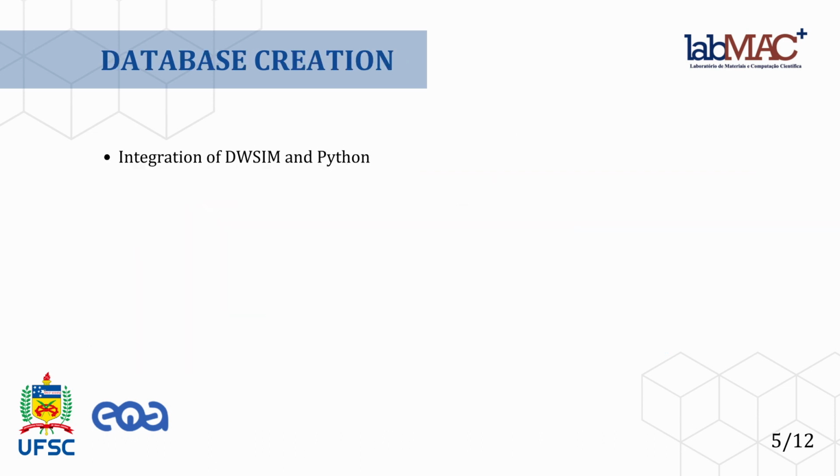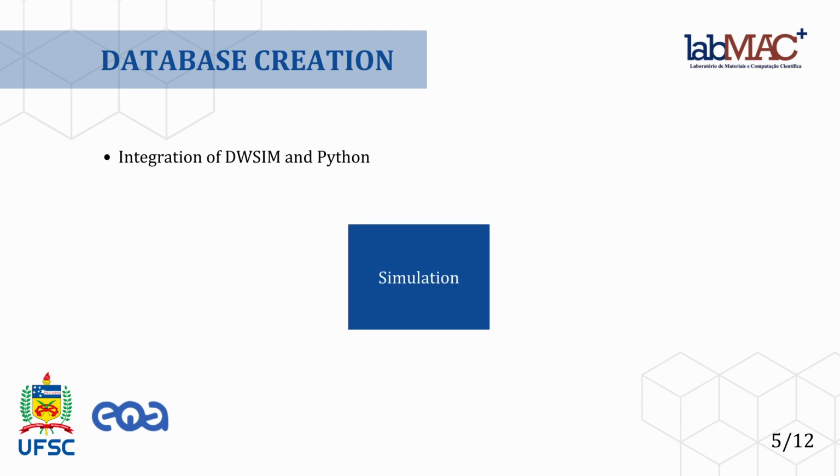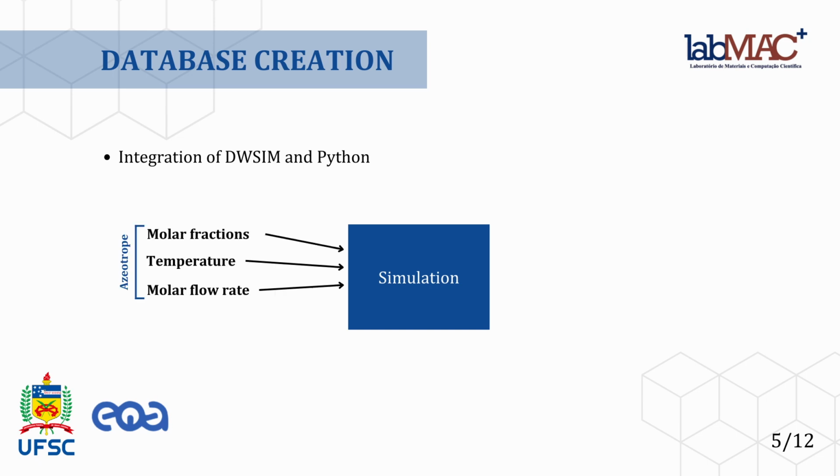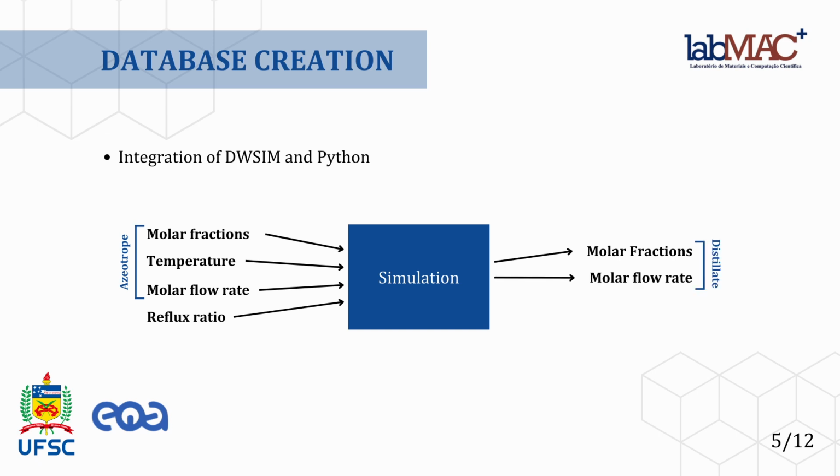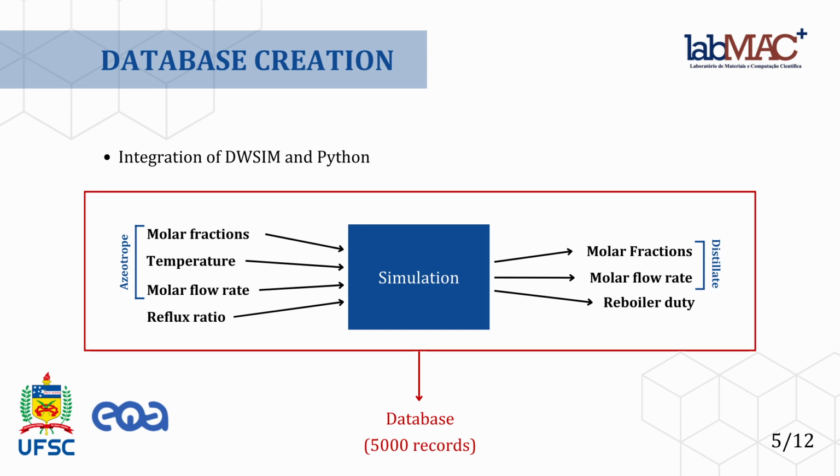Through the integration of the DWSIM process flowchart and Python tree, it was possible to create a database containing process input and output parameters. To build the database, disturbances were applied to the following input parameters: molar fraction of each component, temperature, and molar flow rate of the azeotrope, as well as the reflux ratio of the first column. With each combination of input values were also stored the process responses, including molar fraction in the product and the overhead flow rate of the first column, as well as the reboiler duty. These input and output data were saved in a Microsoft Excel spreadsheet totaling 5,000 records.